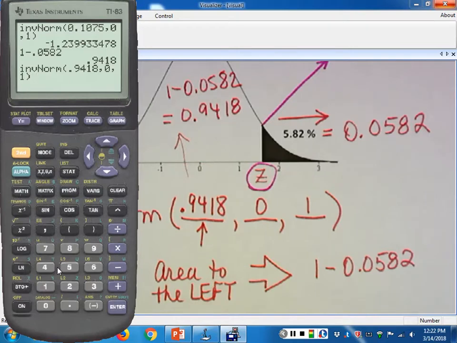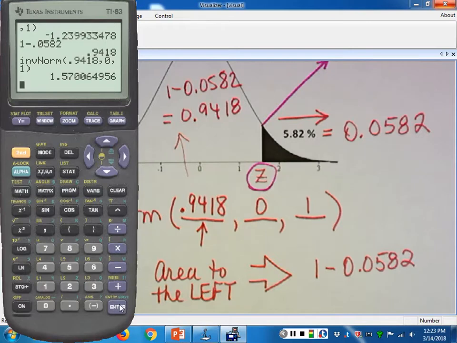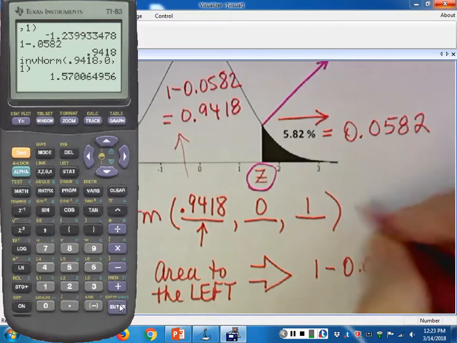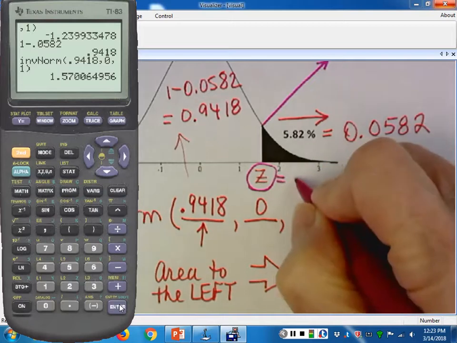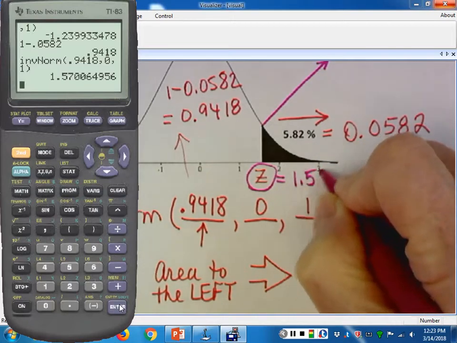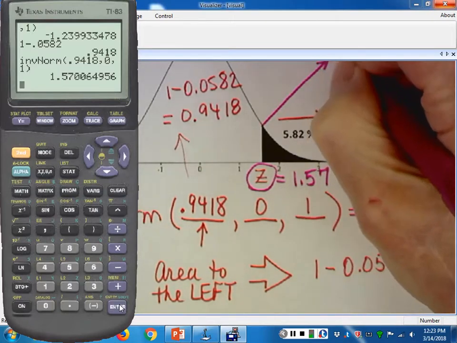So inverse norm, 0.9418, mean is 0, standard deviation is 1. And it says, indeed, as we thought it would, that it's going to be between 1 and 2, and it is positive, and it is 1.57 if you round it off to 2 decimal places. So this z-score is equal to positive 1.57.